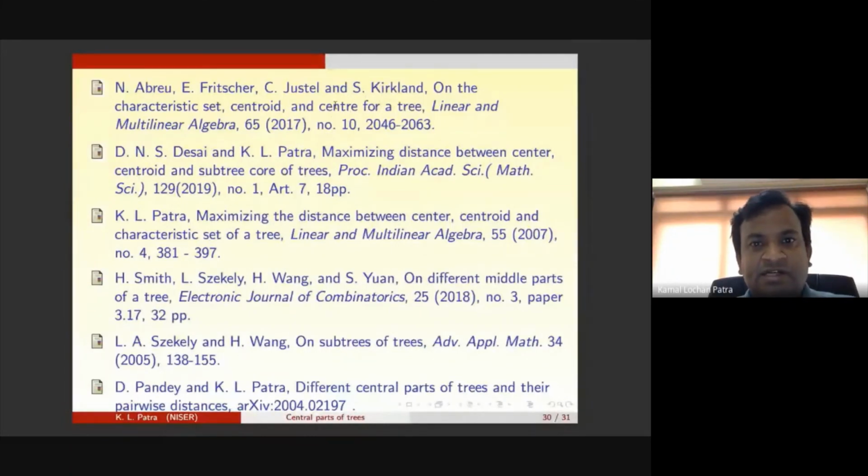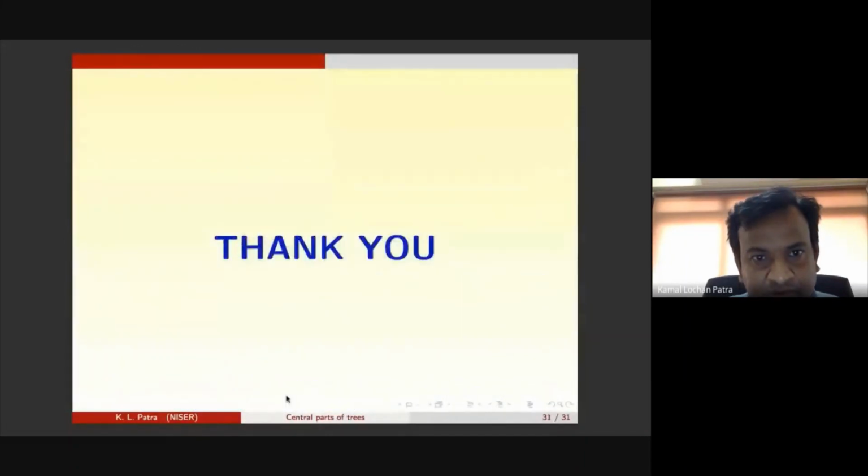Kirkland, where they studied the asymptotic nature, is published in Linear Algebra and its Applications in 2017, and these are the papers that mostly discuss studying these distances. Subtree core was defined by Shikli and Wang for the first time in this paper, and recently we have communicated a paper where we have studied the subtree core and characteristic set.